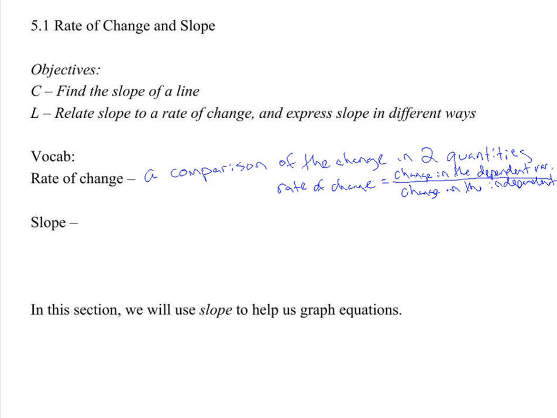Slope is the mathematical version of what we're talking about here. Slope is calculated. Slope is usually when we're dealing with just an equation or looking at just a graph. It's a comparison of the change in y to the change in x.